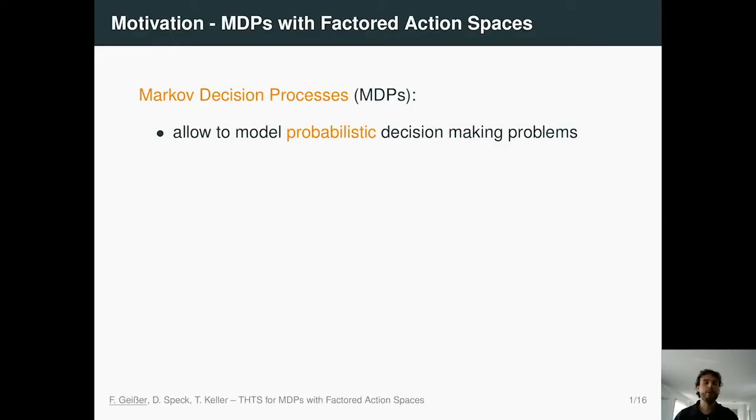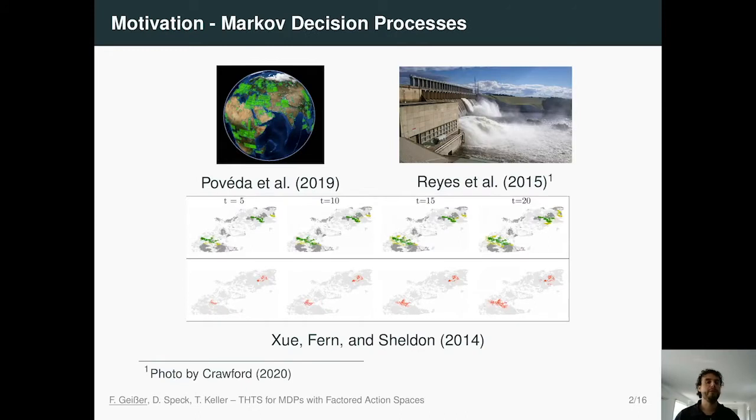As most of you probably know, Markov decision processes, or in short MDPs, allow us to model probabilistic decision-making problems, and they have been successfully applied to different domains such as satellite mission planning, dam management, or conversation planning.